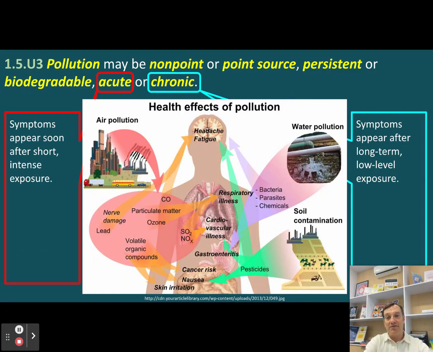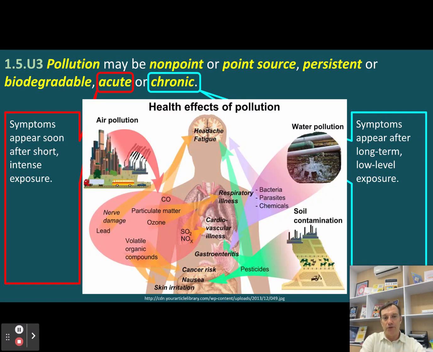Pollutants can be classified as acute or chronic. Acute is very short term, right? This may be where there's a single accident. Maybe there's a chlorine leak from a swimming pool, or there's a train derailment, and whatever the train is carrying is some type of chemical that's released as a result of the accident into the atmosphere. That's a short term, acute instance of pollution. Frequently, that's a point source pollution, but not always.